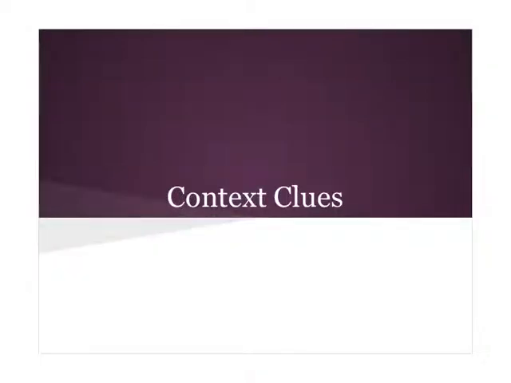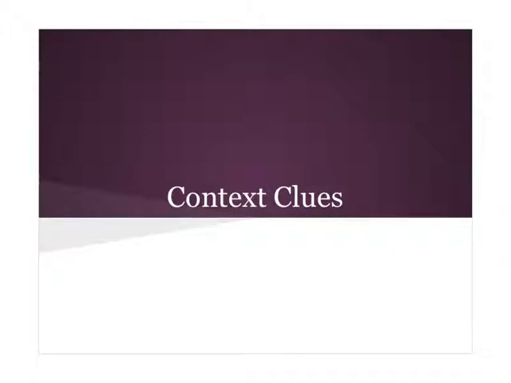Okay, in the previous lesson we talked about how to use context clues to determine the meaning of an unfamiliar word. And we talked about using the words and sentences that surround the unfamiliar word to help us. In this lesson, we're going to talk about more specific ways to identify context clues. In fact, we're going to talk about 4 very particular ways.